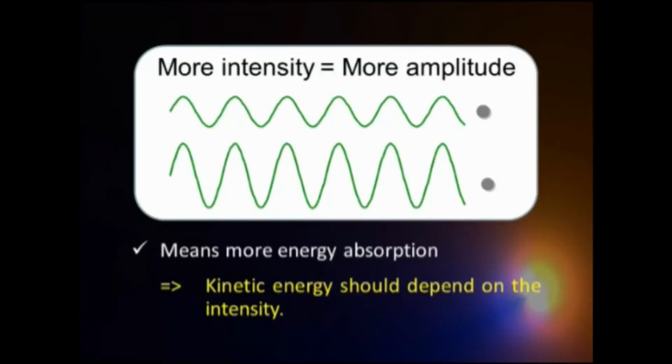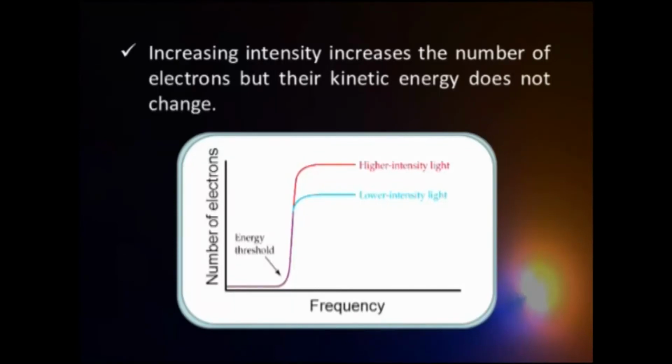If I increase intensity, what is expected is that if a high intensity radiation is coming, the electron will be knocked off and it will have high kinetic energy. Whereas what we experimentally observed was that the kinetic energy of electrons, on increasing the intensity, had no change. It came out with the same kinetic energy, because the kinetic energy depended only on the frequency of radiation and not on the intensity.